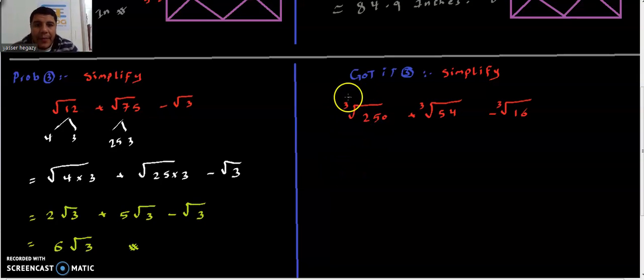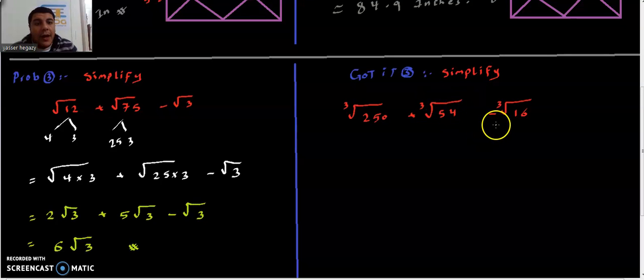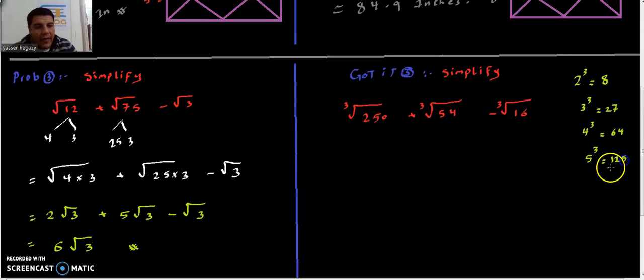Let's move to number 3. Here the same idea but different in index. We have the cube root of 250 plus the cube root of 54 minus the cube root of 16. So don't forget that 2 power 3 equals 8, 3 power 3 equals 27, 4 power 3 equals 64, 5 power 3 equals 125. That's it? Yeah, that's it.